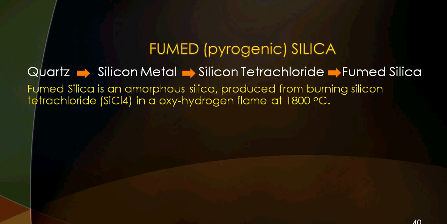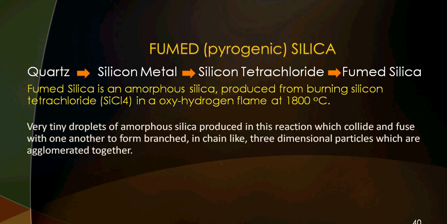So from quartz to silicon metal, and from silicon metal to silicon tetrachloride, and from silicon tetrachloride we produce fumed silica, which is a powdery, white powdery substance. And fumed silica is finer than micron size. Actually it is nano size particles. Fumed silica is an amorphous silica produced from burning silicon tetrachloride in an oxyhydrogen flame at 1800 degrees centigrade. By the way, this silica is different. Quartz is also silica, but this fumed silica is amorphous silica. Quartz, the feed material, was crystalline silica.